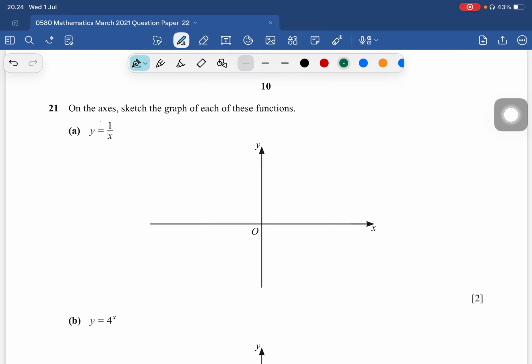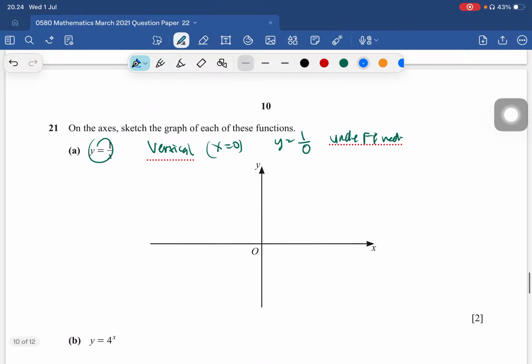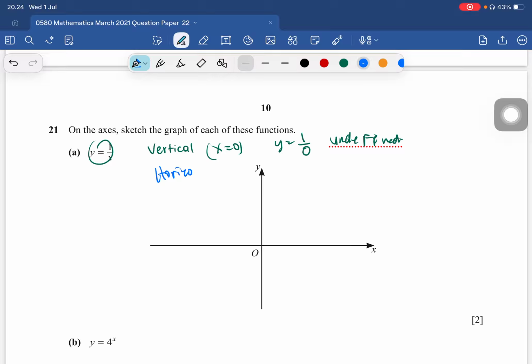Okay, 21. We need to sketch the graph of each function. Okay, we got the hyperbola, so the asymptote. Let us find the vertical one. This is when x equal to 0. We cannot make it as y equal to 1 over 0. This is undefined. And the horizontal, you can find it when y equal to 0, so x is going to plus or minus infinity.